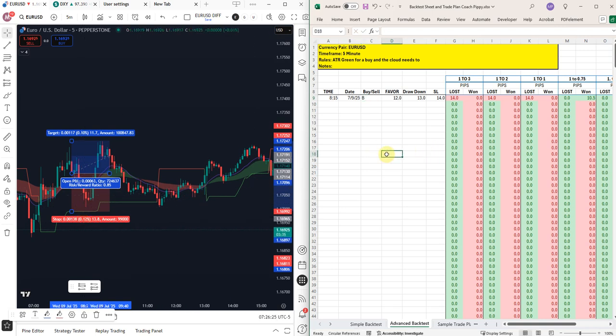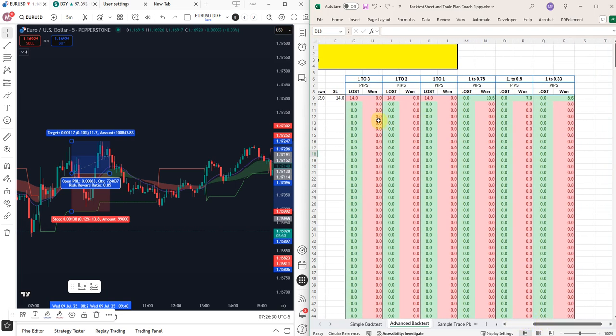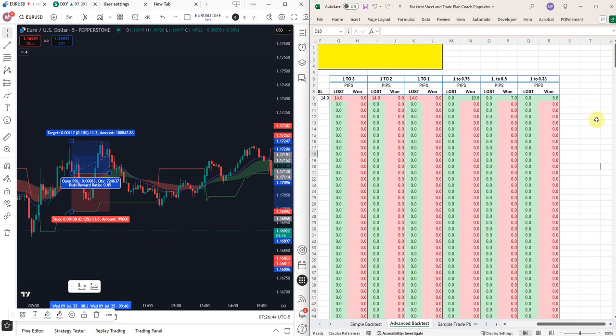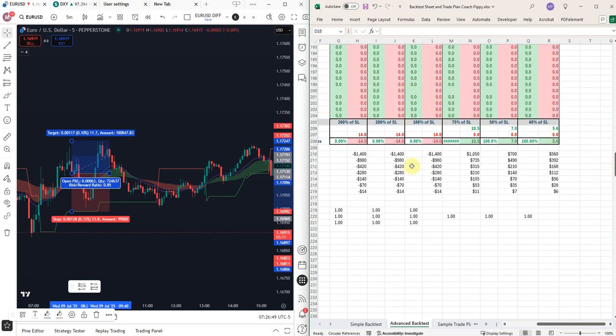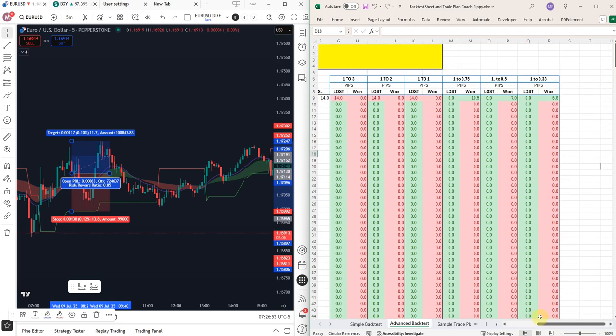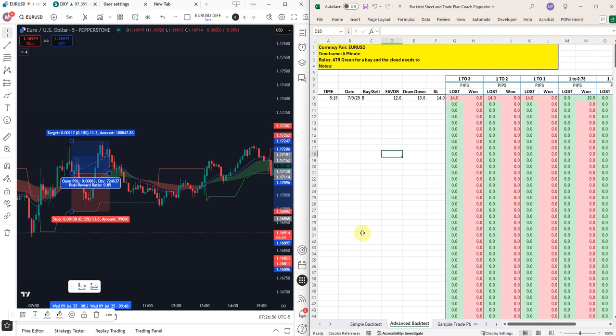I just put a B or an S. And as you can see on this back test sheet, it's going to tell you if it would have won at 1 to 3, 1 to 2, 1 to 1. Nope, nope, nope. But it did win at 1 to 0.75, 1 to 0.5, 1 to 0. All those won. And as we go forward, it'll calculate all of the profit down here, so we can determine what the best risk to reward ratio is.